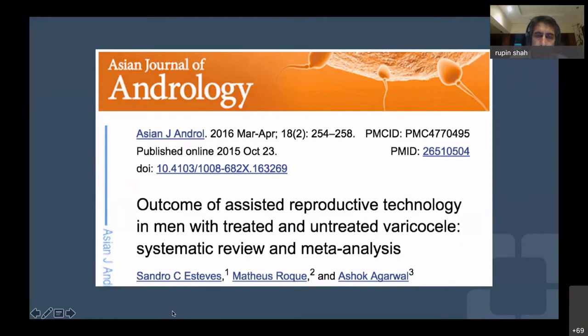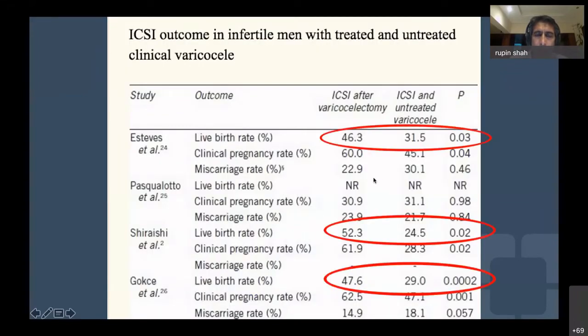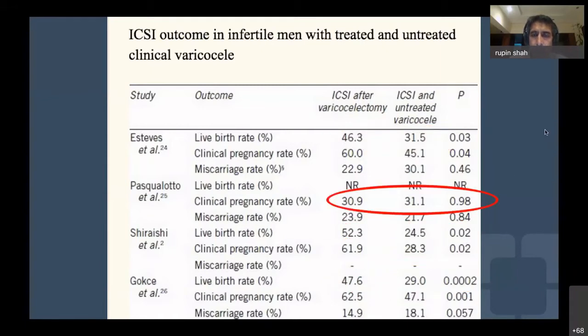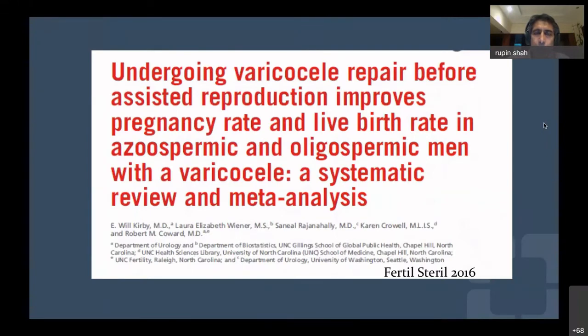If I look at literature, here is one meta-analysis with Sandro and Ashok. Next slide. And they looked at 4 studies. And next slide shows that 3 of them actually showed significant improvement in pregnancy rates when ICSI was done after the varicocele was corrected. And one study, next slide, did not find any difference. So we have only 4 studies.